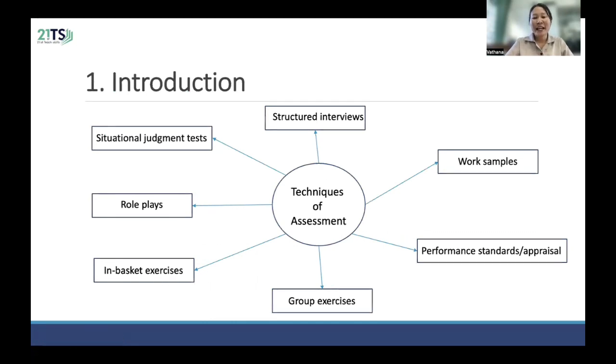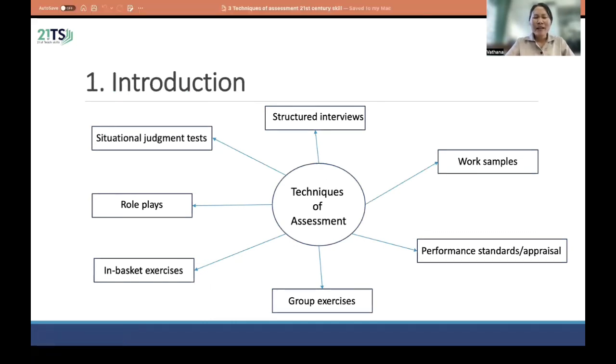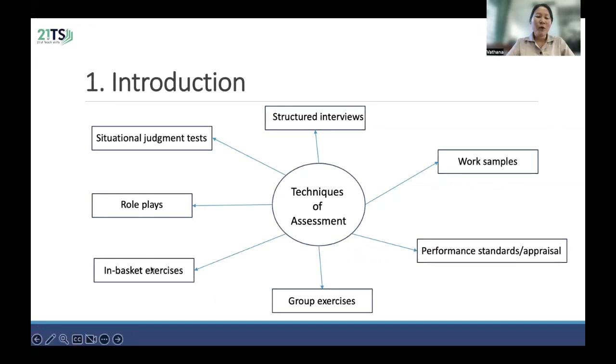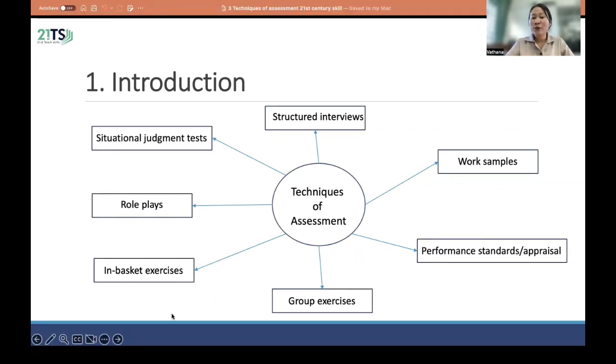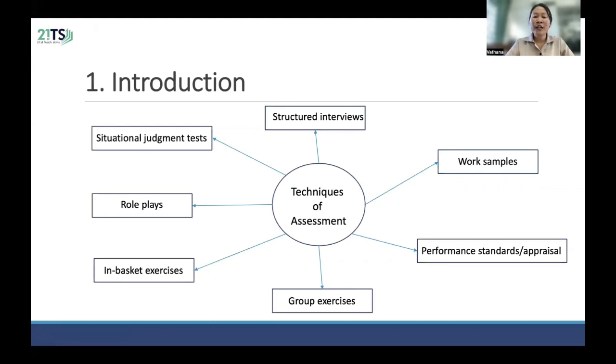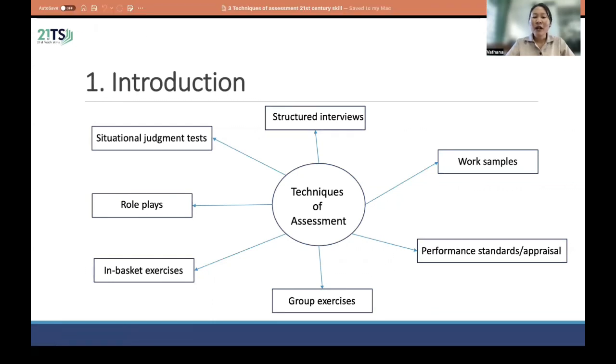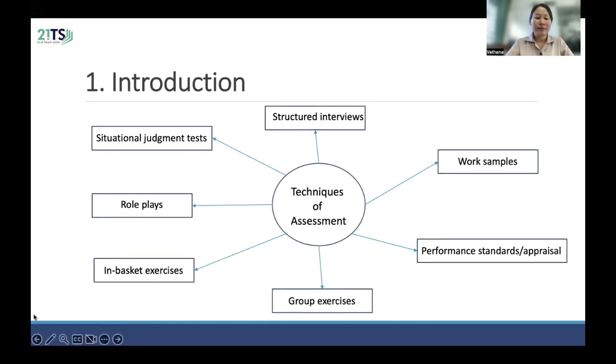First part is the introduction. So what are the techniques of assessment? What components do the techniques of assessment have? It can include such things as an interview, work sample, performance standard, group assignment, in-basket exercise, role play, and situational assessment test. So in this unit, we will go through each point, or each part, of the assessment techniques.